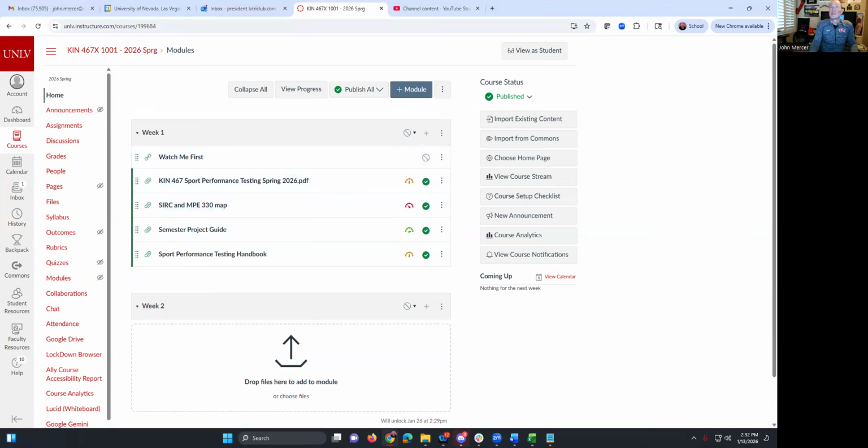Watch that first, and that sort of gives you an overview of what's in the module, and then I include different documents to go along with the videos. So, for example, I have the Sport Performance Testing Guide, Spring 2026. This is the syllabus. This is the map to where SRC is and MPE 330. Those will be our in-person meeting locations. Here's a link to the semester project guide and the sport performance testing handbook.